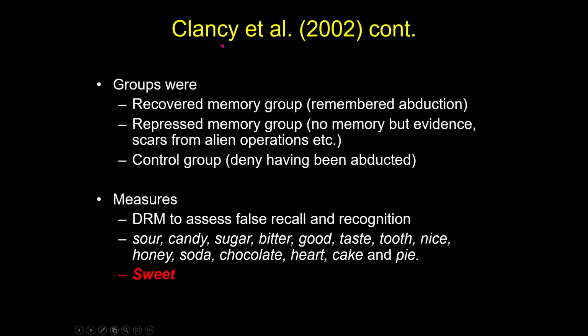And that's how Clancy and colleagues went about testing people's propensity to succumb to false memories. And so what they were doing in the study was asking people in each of these groups to complete DRM tests and then just looking to see whether people were making false reports of things that weren't in the word lists.